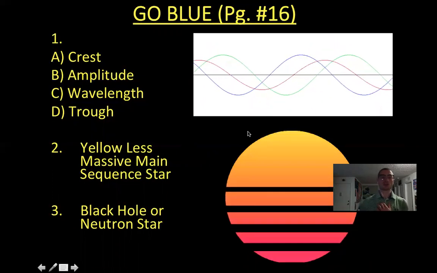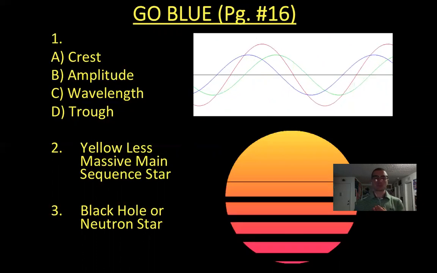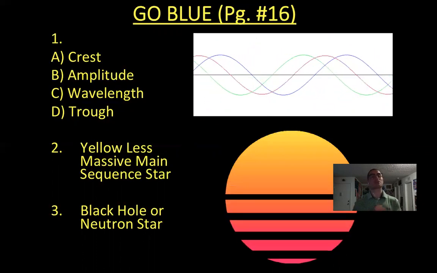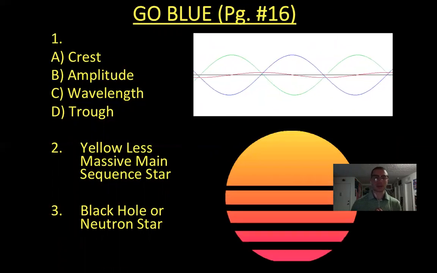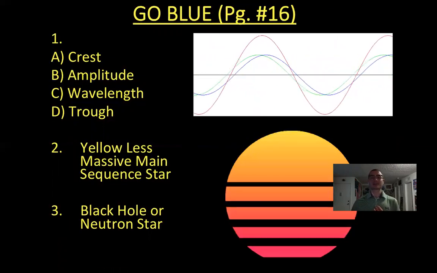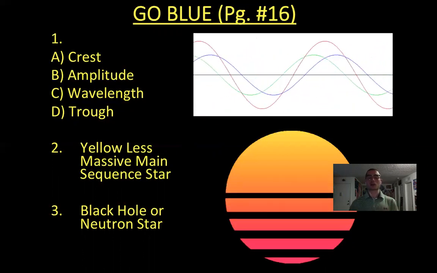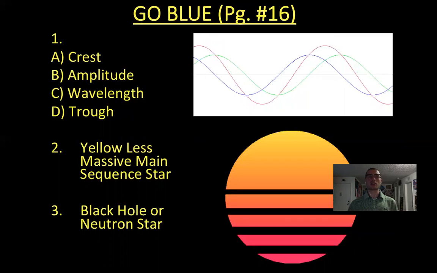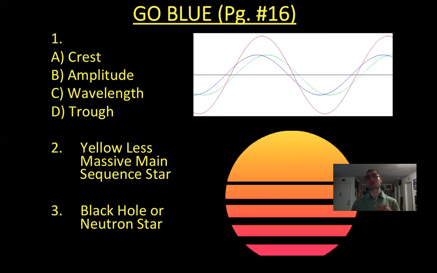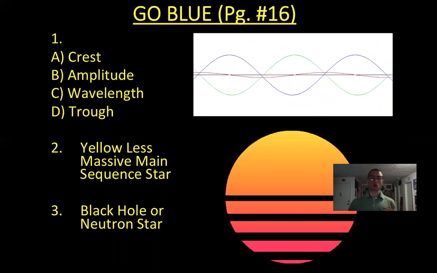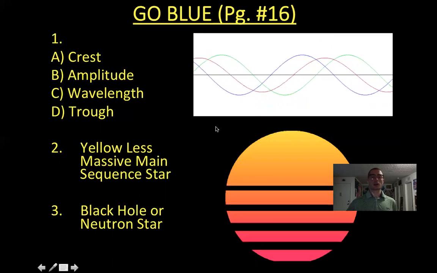Okay, 2, we're going to categorize our sun, our star, as a yellow, less massive main sequence star. We'll get into more of those details later. We have page 16, by the way, with our Go Blue answers, but it is a yellow, less massive main sequence star for number 2. And then 3, the 2 outcomes you can get with the massive stars, again, our star is not massive, it's more medium, less massive, are going to be black holes or neutron stars. If it's the most massive, we get a black hole.